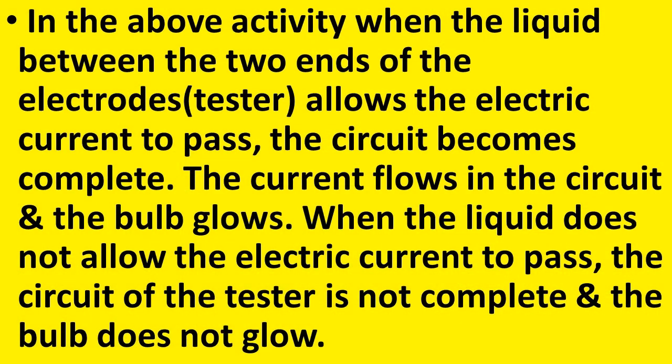In the above activity, when the liquid between the 2 ends of the electrodes allows the electric current to pass, the circuit becomes complete. The current flows in the circuit and the bulb glows. When the liquid does not allow the electric current to pass, the circuit of the tester is not complete and the bulb does not glow.